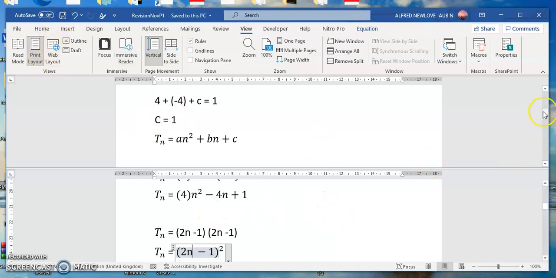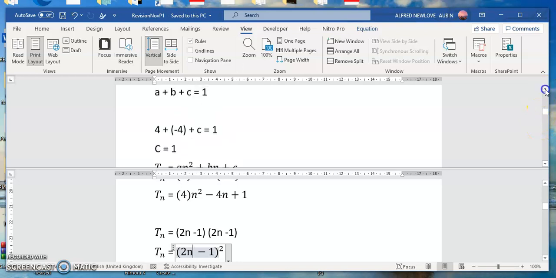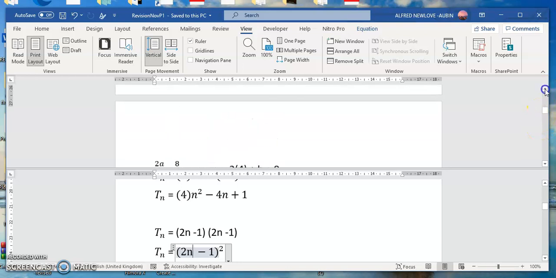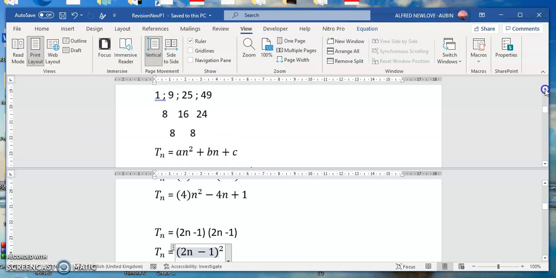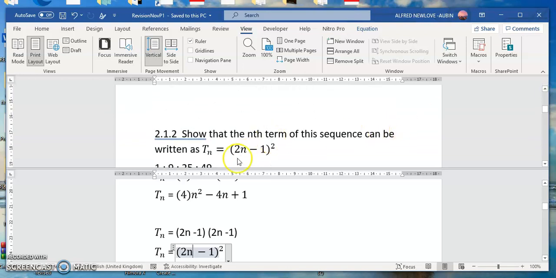According to the question, let's go back to the question and see what we have there. He said we should write it in that form, so it must be n. So if I expand this one, I'm going to get 4n for this and this, and this and this is going to give us minus 2n, and this and this is also going to give us minus 2n. This and this is also going to give us what? Plus 1.